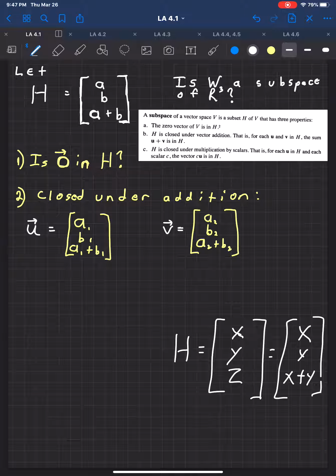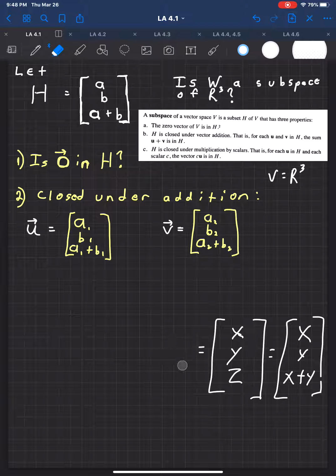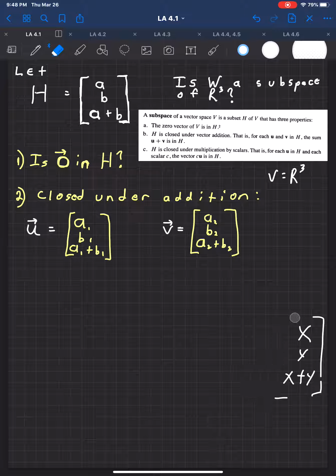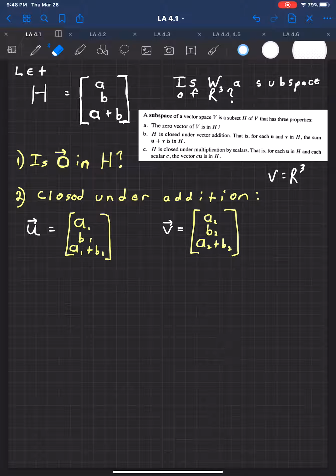Okay. Now, what is the vector space? What is V? Well, the vector space is all of R3. That's all the points in space. And what is the potential subspace? That is H. That's the region where you have x, y, and your z values. Your height is always going to be x plus y. Okay. So let's start with our axioms and see if we can show that this is a subspace of R3.